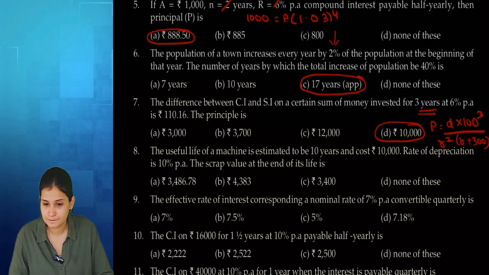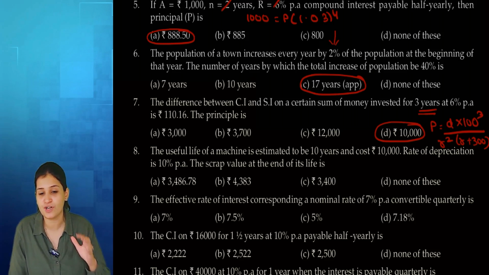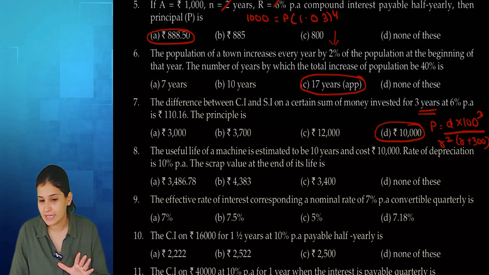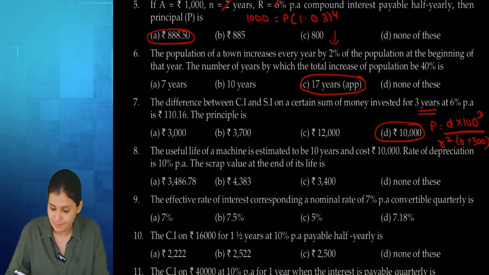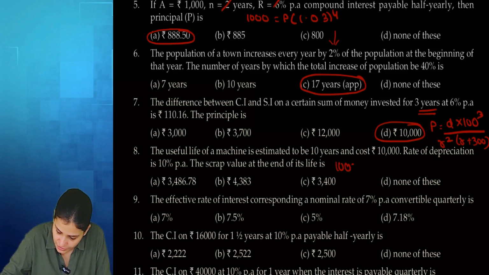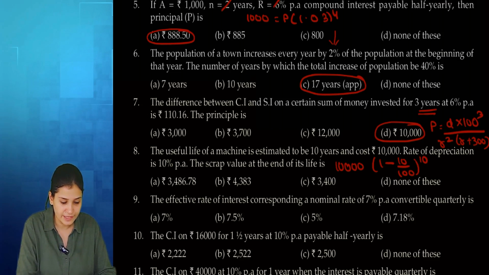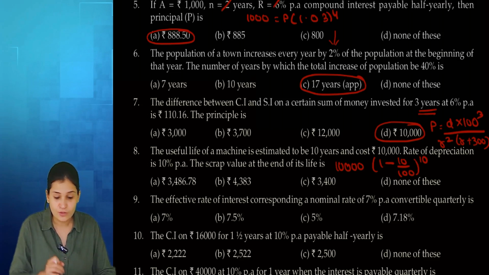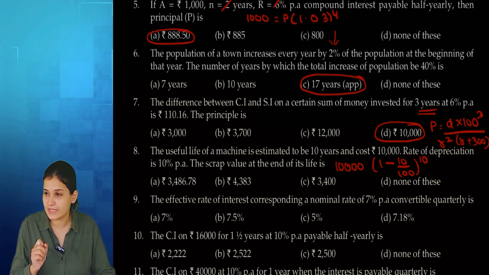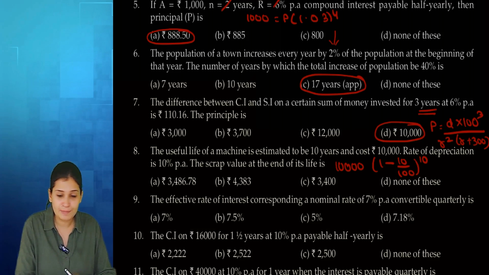Next, 8. The useful life of a machine is estimated to be 10 years. We are using a machine for 10 years. Cost is 10,000. The rate of depreciation is 10%. So this 10,000 gets depreciated by 10% for 10 times. Use your calculator. First, do 10 by 100, subtract 1. You get a negative sign. Remove the negative sign by plus minus. Multiply it 10 times.